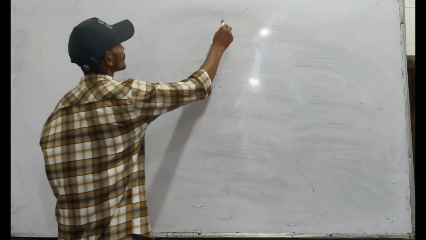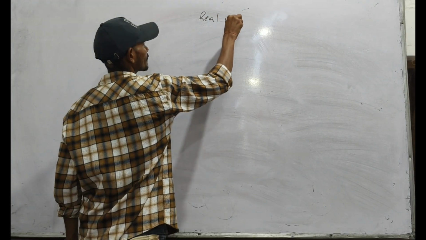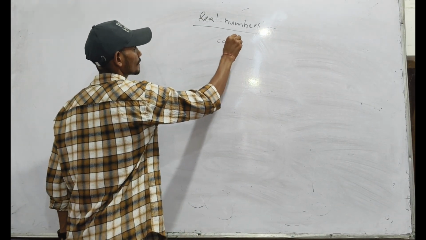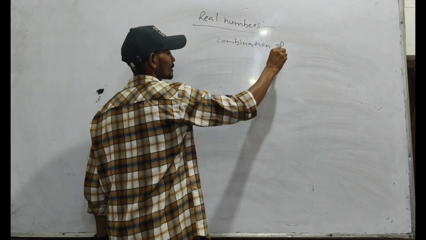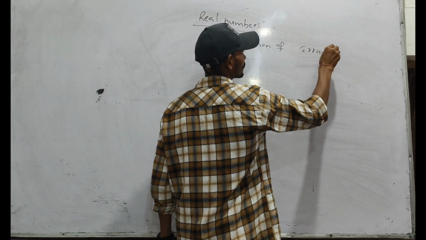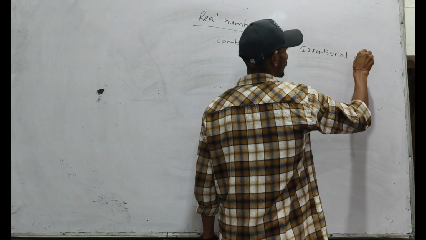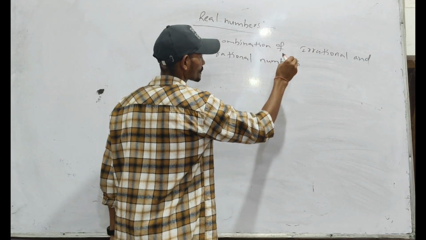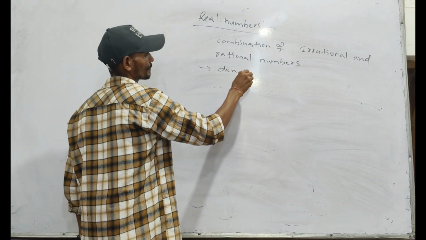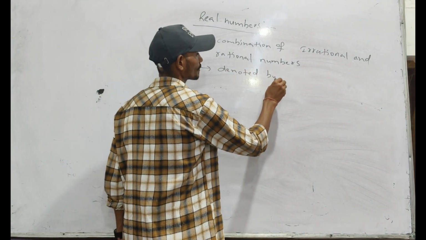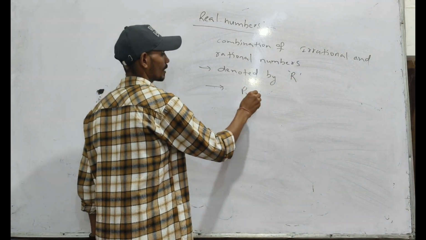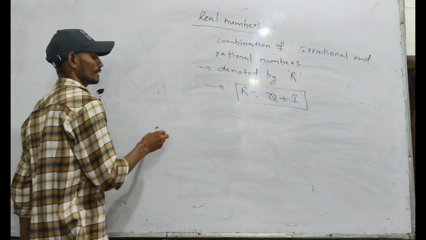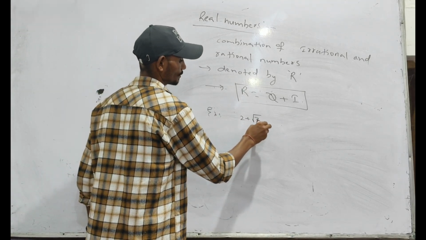Next, real numbers. Real numbers are a combination of irrational and rational numbers, and real numbers are denoted by capital R. Then capital R is equal to rational numbers and irrational numbers. Okay. Example: 2 plus root 3.